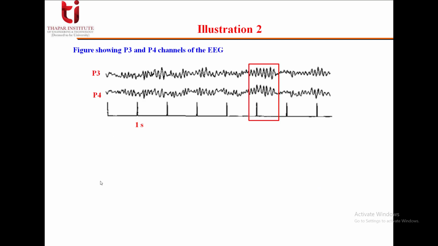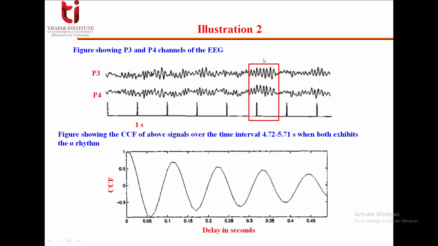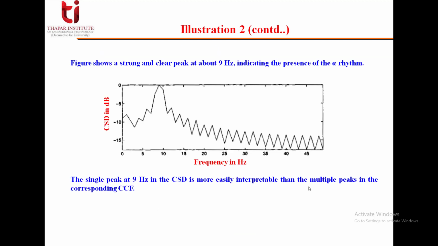Now let's see one more illustration. Here we have taken two EEG signals, basically from different channels. We have considered the P3 and P4 channels. For this we have taken this window, 4.72 to 5.71 seconds, and we have computed the cross correlation function. You can see it is showing peaks at the respective alpha rhythm locations, but that will be more clear if you compute the cross spectral density.